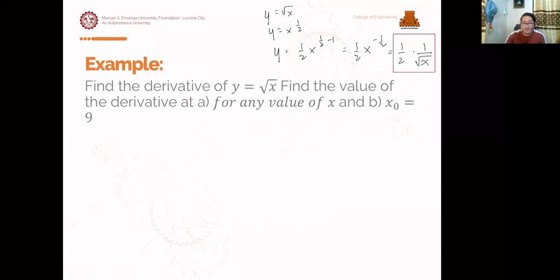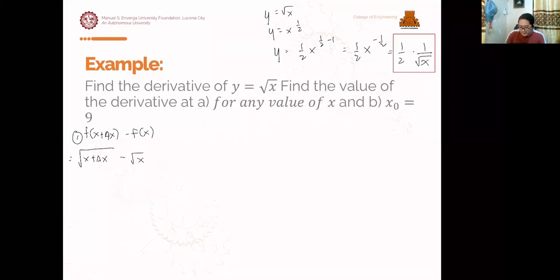Para doon sa derivative natin. Okay? So ngayon, find the derivative ng given function natin and find the value for any value of x and x sub 0 is equals to 9. Okay? So step by step ulit tayo. First step is f(x plus delta x) minus f(x). So direct na natin, no? So this will be square root of x plus delta x minus square root of x.